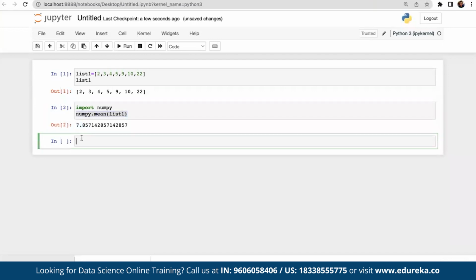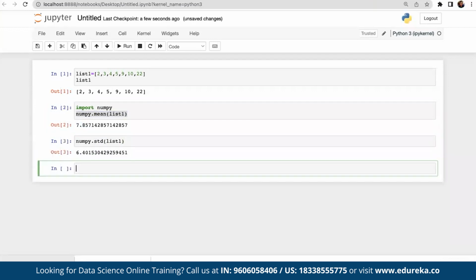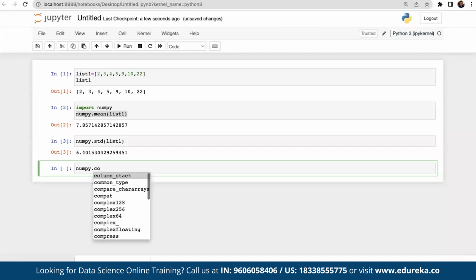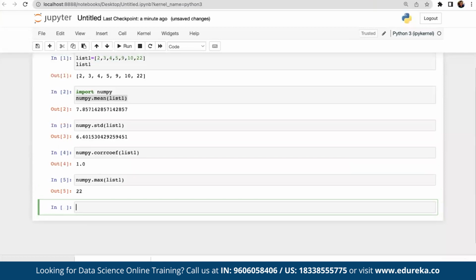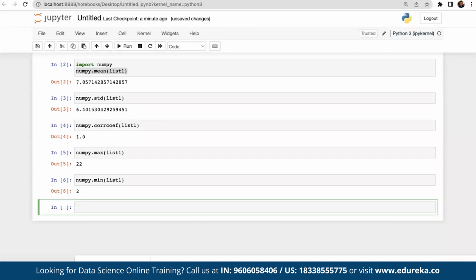Similarly, if I say numpy.std, this is standard deviation, right? If we say numpy.corrcoef of list1, in one line you get 1. numpy.max, you get 22 as the maximum value. numpy.min of list1, you get 2 as the minimum value. Right? So all these statistical functions are inbuilt in NumPy.